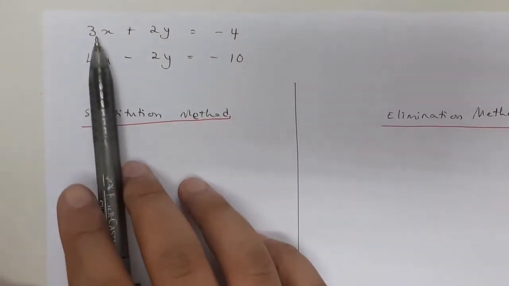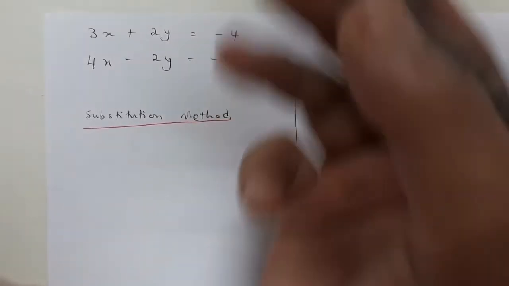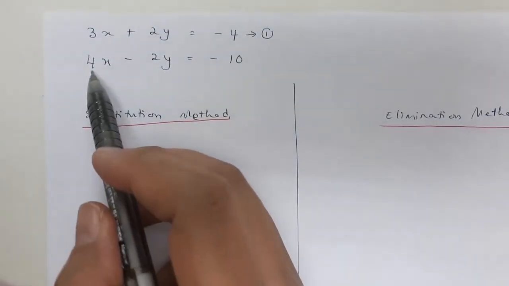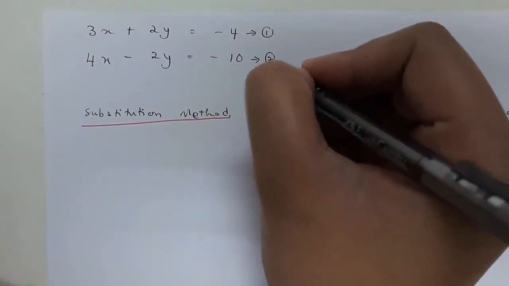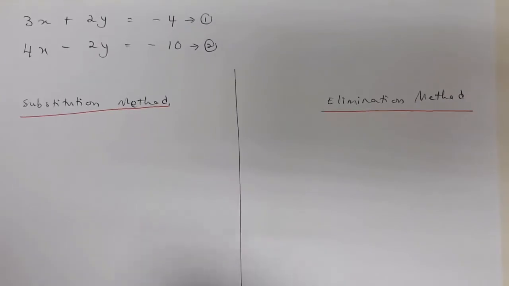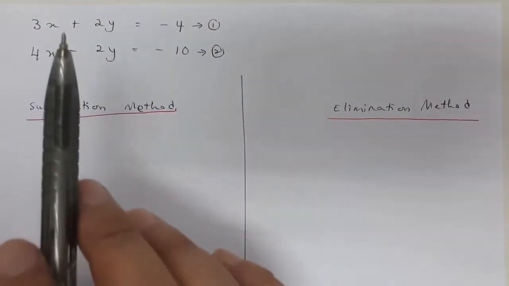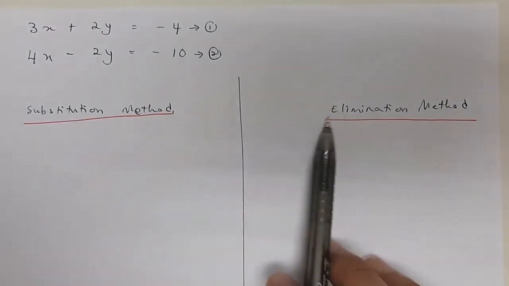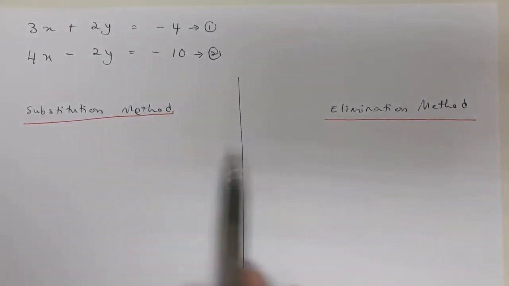Okay, in this example, we have 3x plus 2y equal negative 4. Let's name this as equation 1. And 4x minus 2y equal negative 10. Let's name this as equation 2. We can solve this linear equation with two variables by using simultaneous equation. Either we apply substitution method or elimination method. For this example, we will discuss both methods.